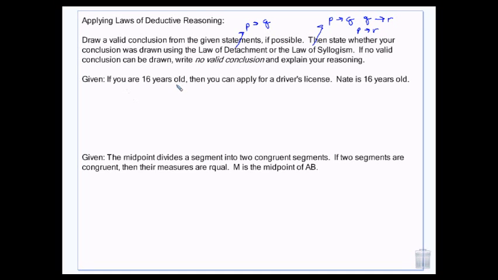Okay. So if you are 16 years old, then you can apply for a driver's license. Nate is 16 years old. What's my conclusion? Well, here's P. Here's Q. Is this a P or a Q statement? P. So that means we can get Q. So my conclusion is valid, and my conclusion is Nate will apply for a driver's license.